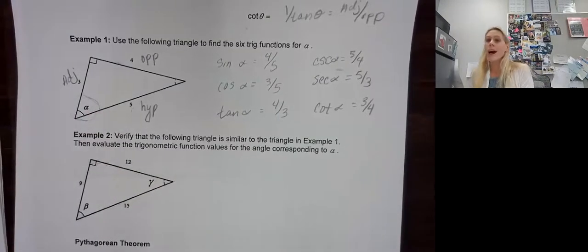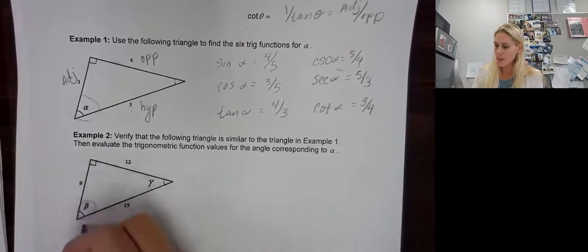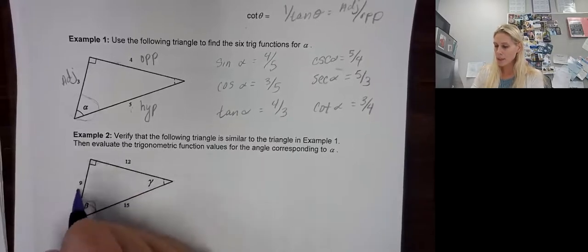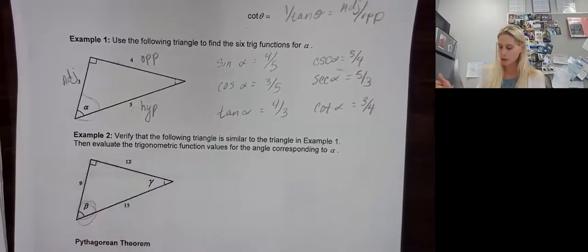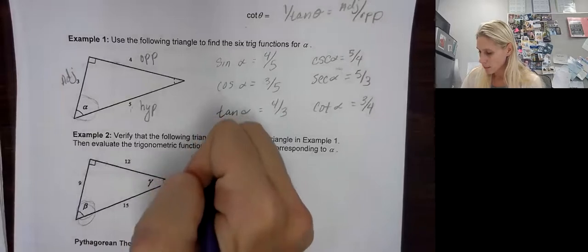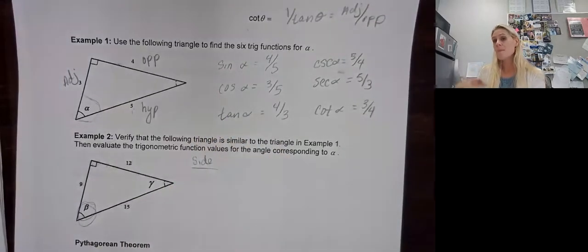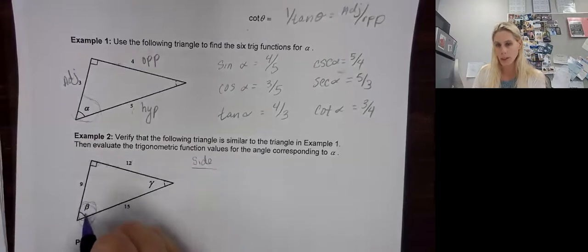So I'm going to probably try to find beta first. If I look at beta, that means this would be my adjacent, opposite, and hypotenuse. So let's look to see if those sides are proportional. So I'm going to write down that I'm looking at the sides. It doesn't matter which triangle you put first, as long as you're always putting that triangle first. So I'm going to do this bottom triangle here.